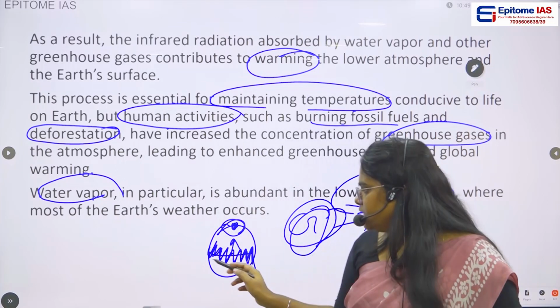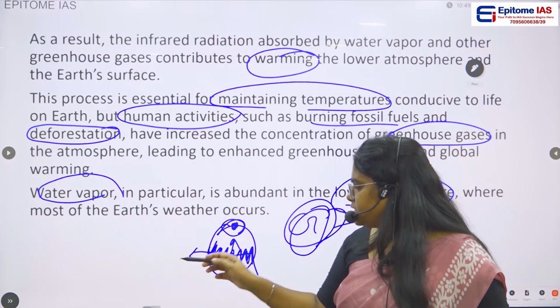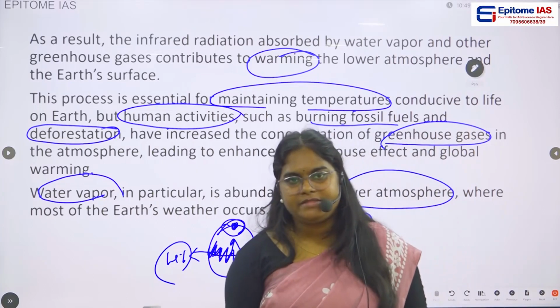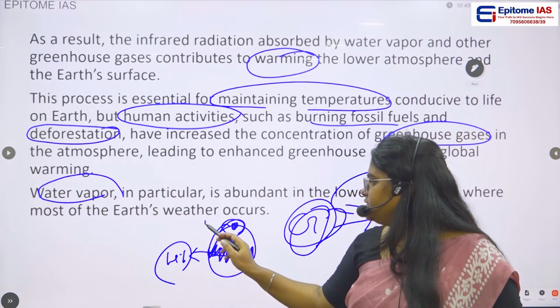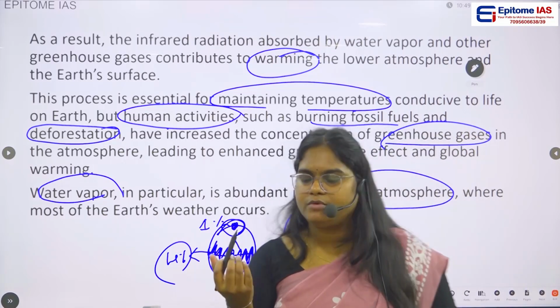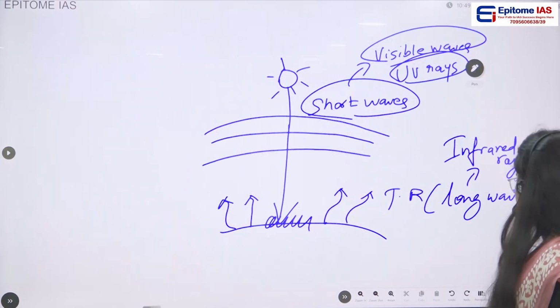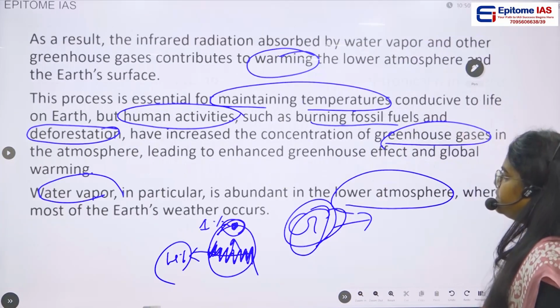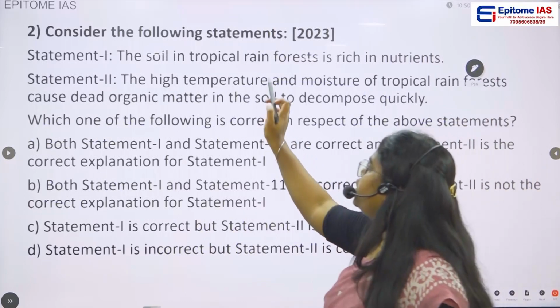To be specific, the equatorial region contains around 4% of water vapor in the atmosphere, and the polar region contains less than 1% of the water vapor in the atmosphere. Okay, so with that we can say that yes, we already saw the answer, right? Then next question, consider the following statements.